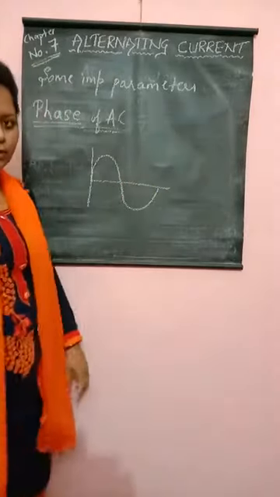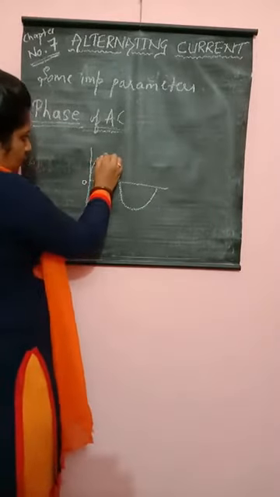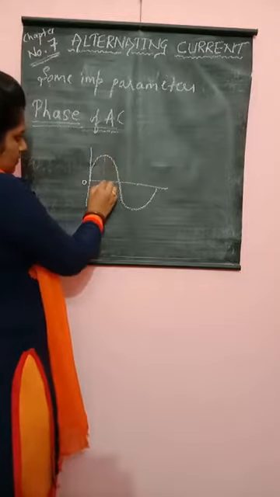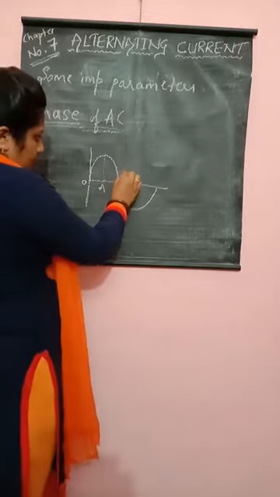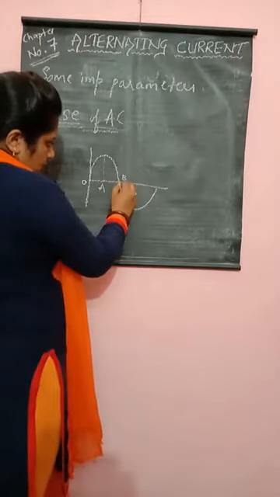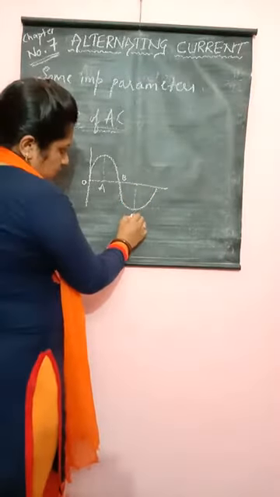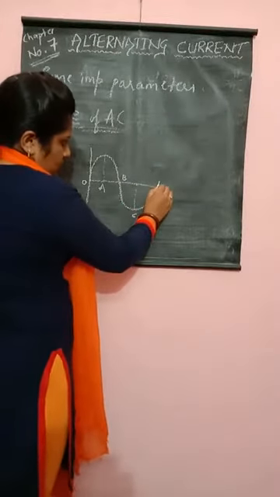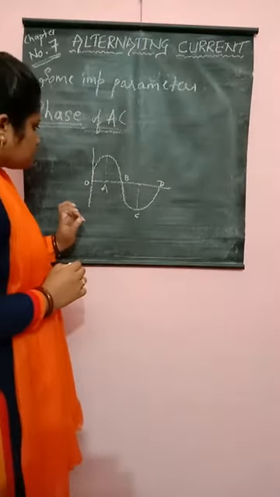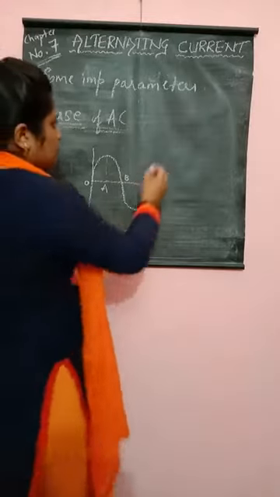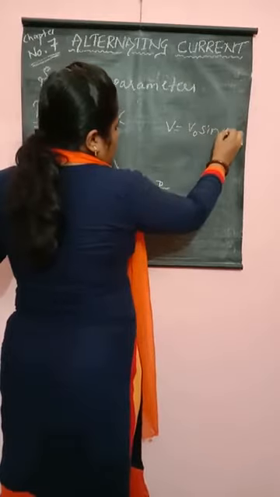Okay, sine or cosine wave. It starts from zero. It reaches one maximum point, call it A. Okay, again it comes here, B. Again it comes like this, one more peak value, C. Again it comes here, D. One full cycle completed. Okay, so here what is the equation? The equation you consider: V is equal to V naught sine omega t.